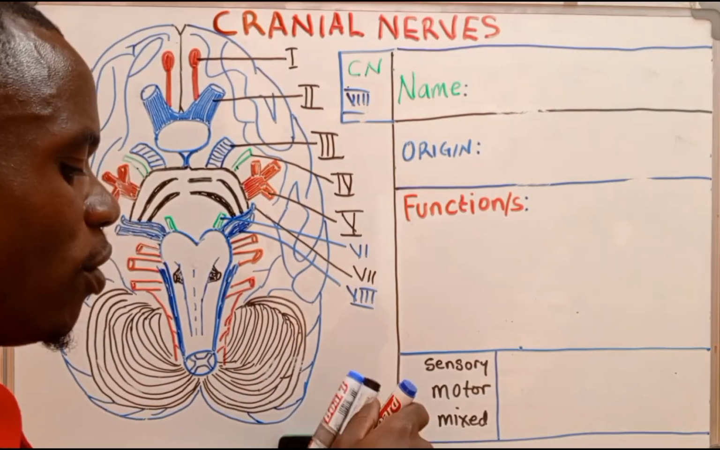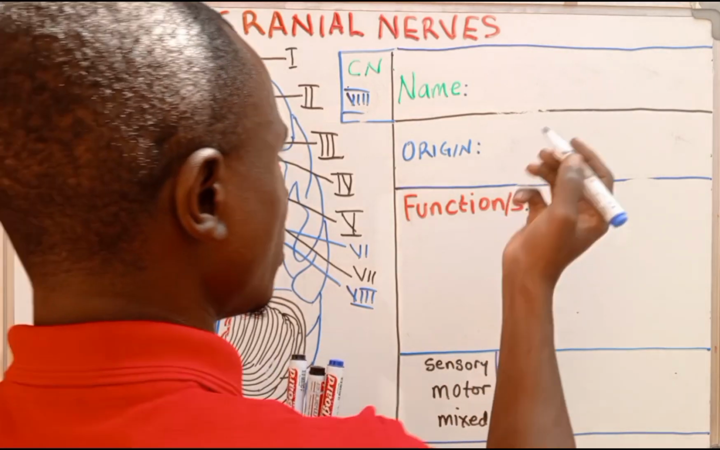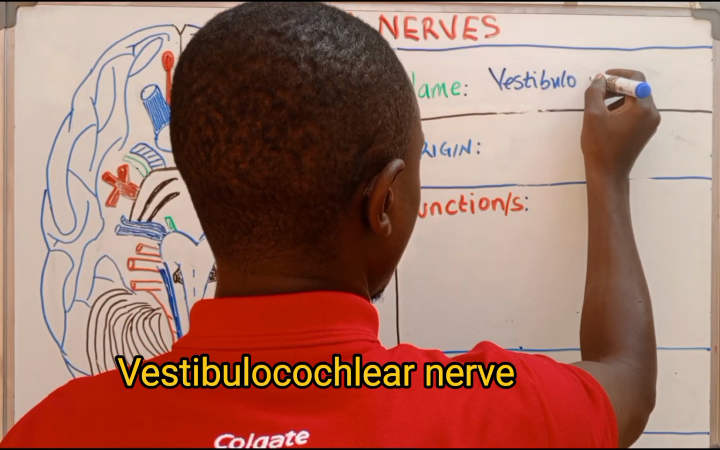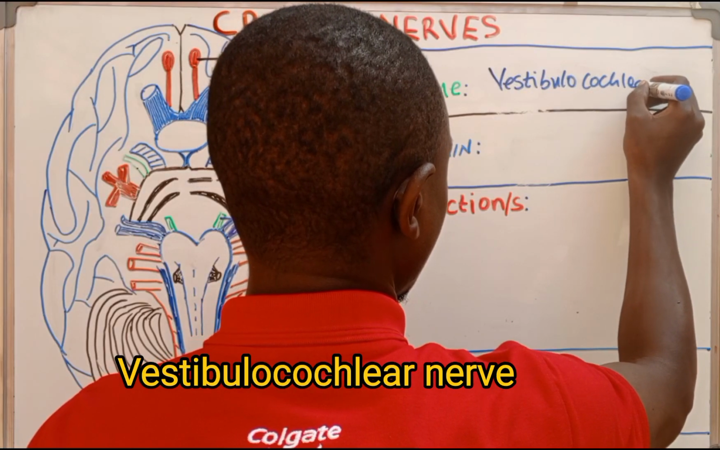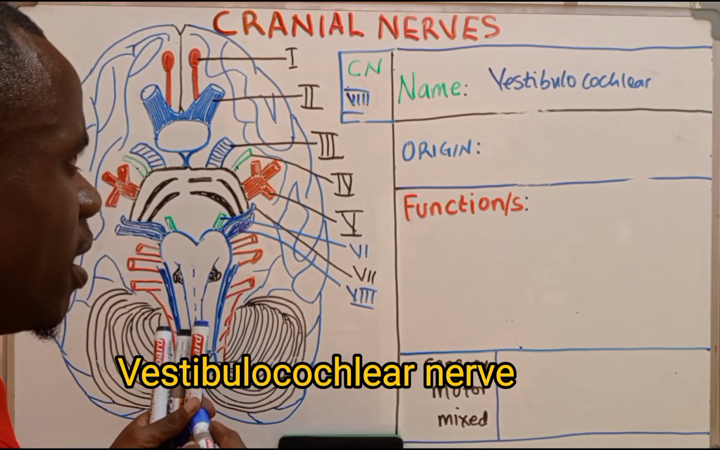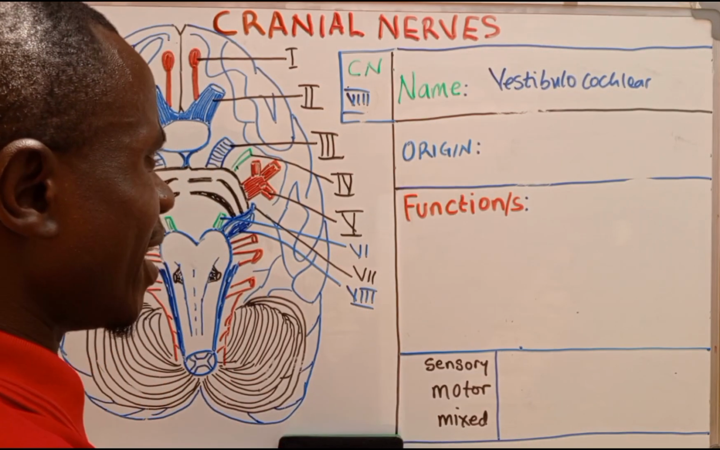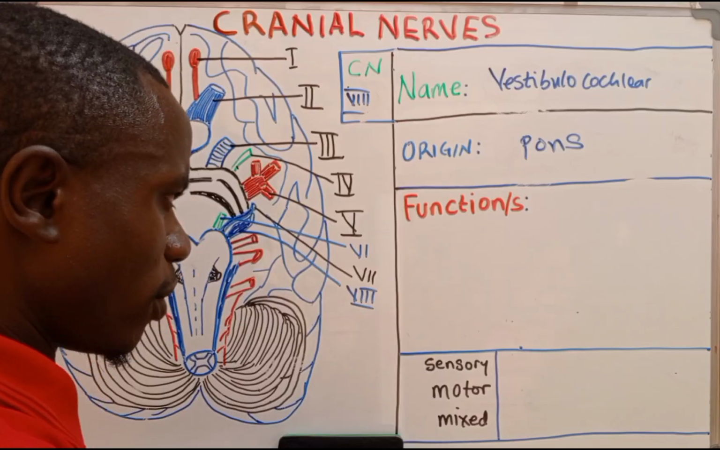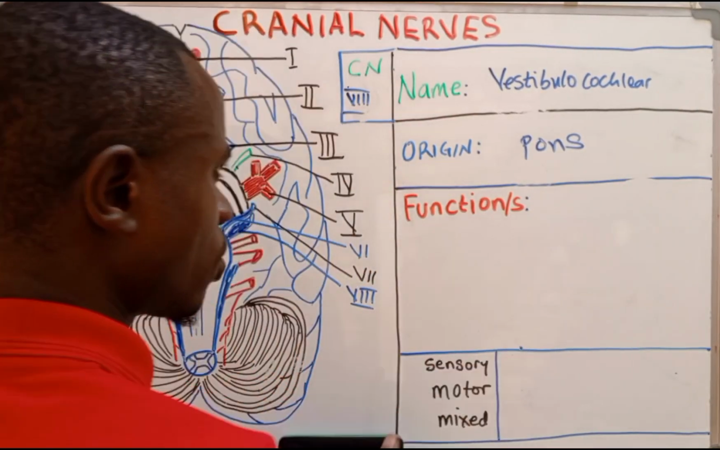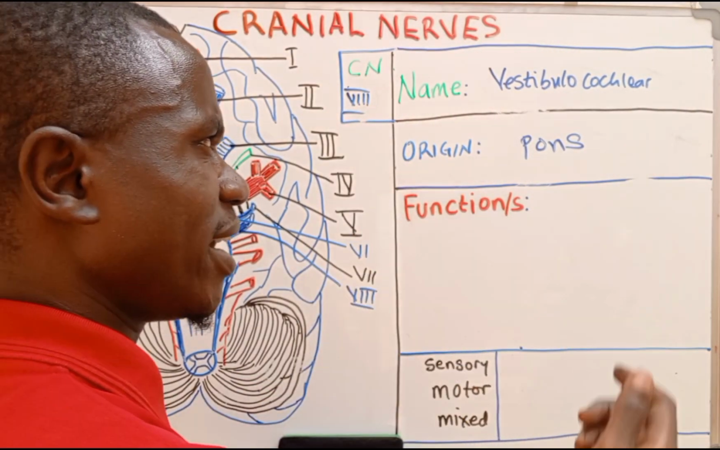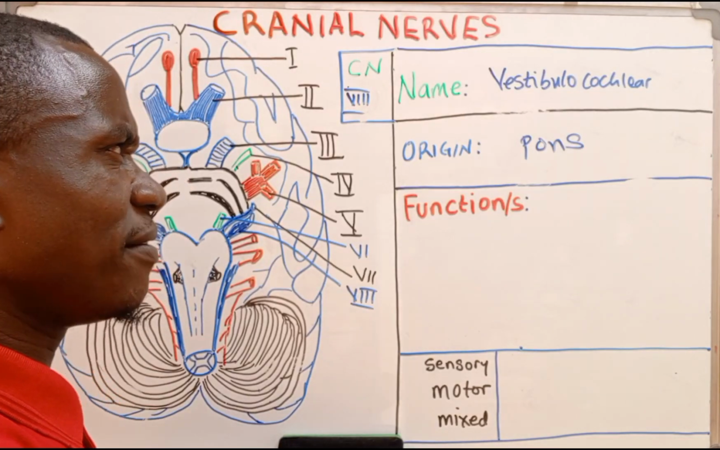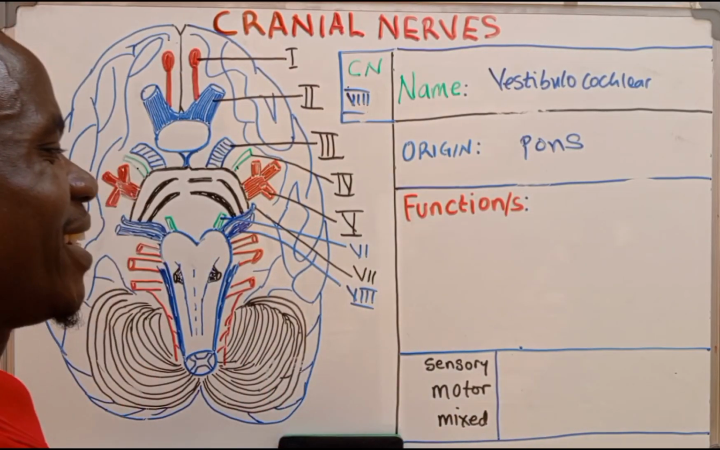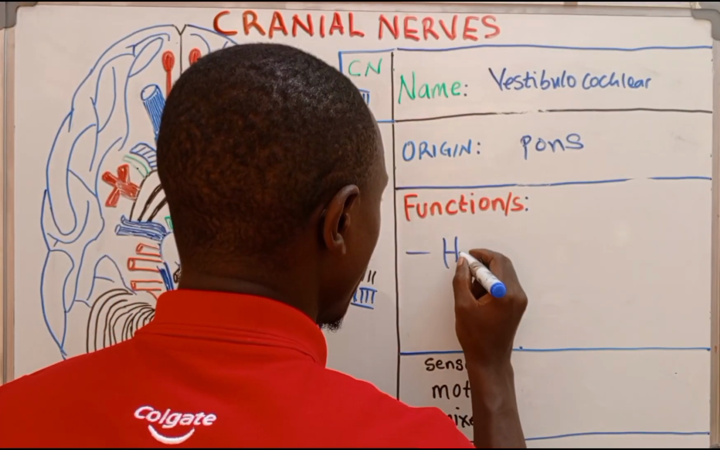And how do we call cranial nerve number 8? Cranial nerve number 8 is what we call the vestibulocochlear nerve, and this nerve is also going to be originating from what we call the pons. So now, what do you think is going to be the function of this vestibulocochlear nerve? Another name for vestibulocochlear nerve is the auditory nerve. Okay, and of course, it is going to be aiding in what we call hearing.